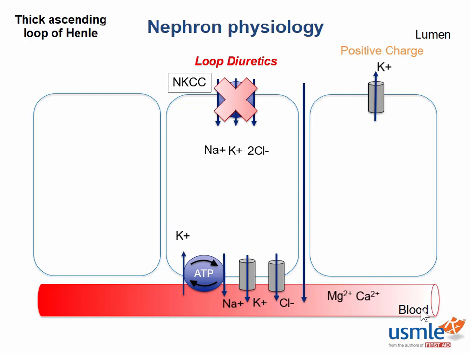Now, before we move on, we should again revisit what happens to water in this part of the nephron. Remember, in the thick ascending loop of Henle, tubular cells are impermeable to water, which means that this segment of the nephron dilutes the filtrate, making it more hypotonic. Now let's move on to the next portion of the nephron.